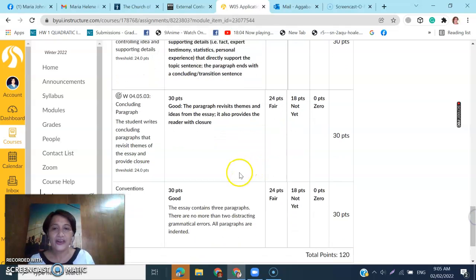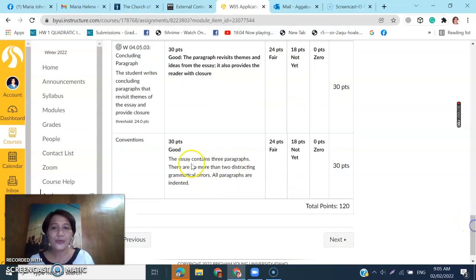The concluding paragraph must revisit themes and ideas from the essay. It also provides the reader with closure. And the last one is conventions. The essay contains 3 paragraphs. Okay? There are no more than 2 distracting grammatical errors. All paragraphs are indented.